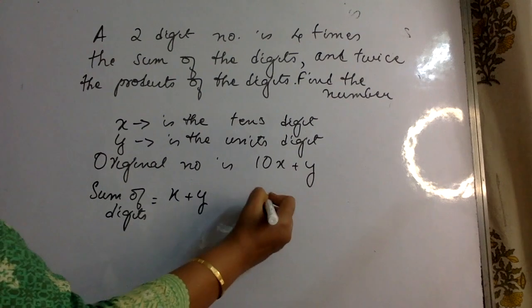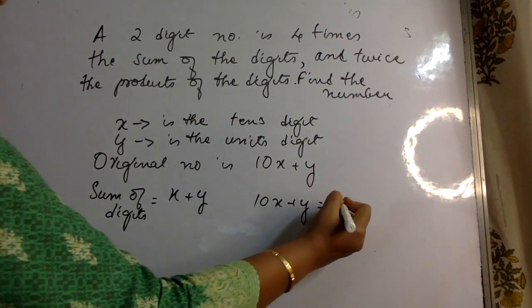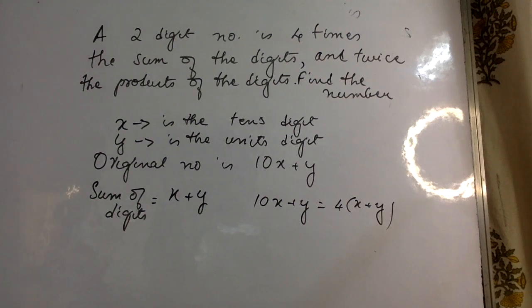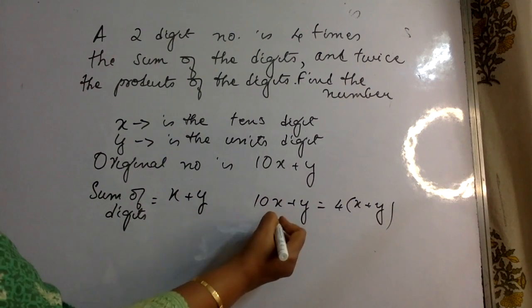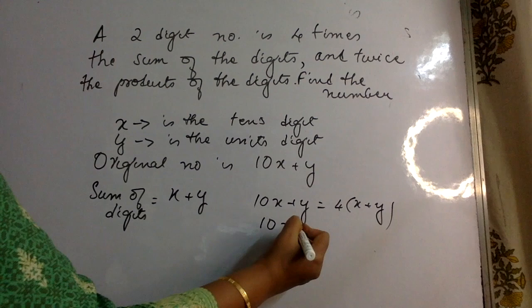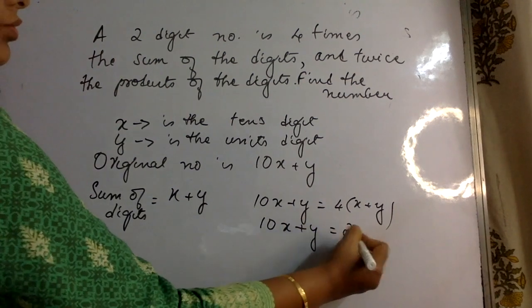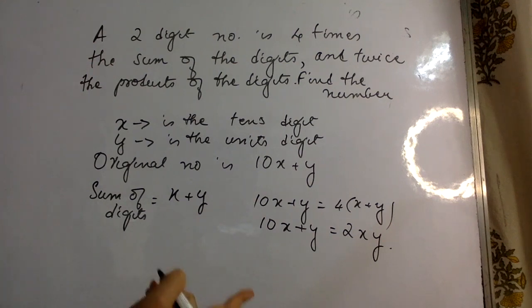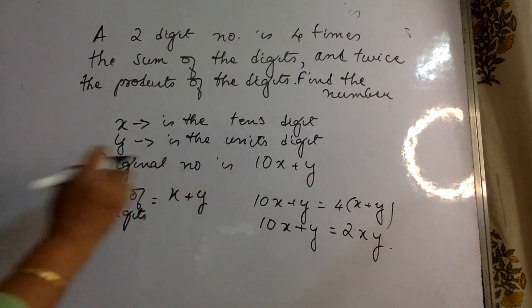Okay, so the number is, now I am applying the condition, is 4 times the sum of the digits. And the number is also 2 times the product of the digits. Now this is what we have to work on. These are our equations. So find the number. What are the numbers? So how do we solve this?